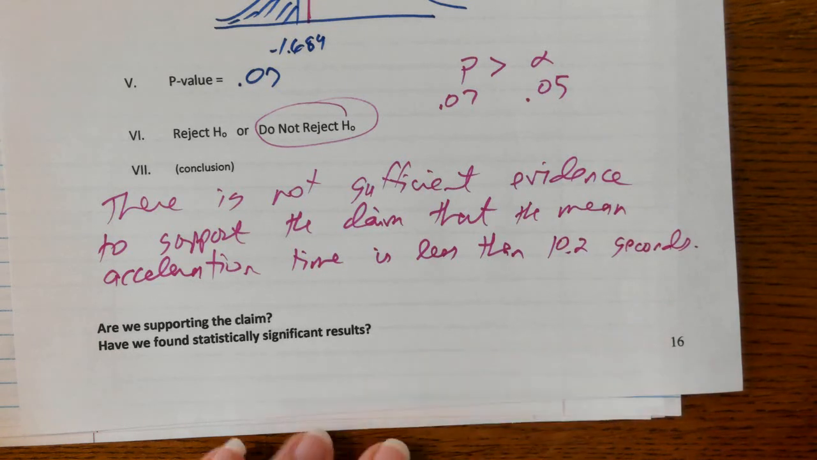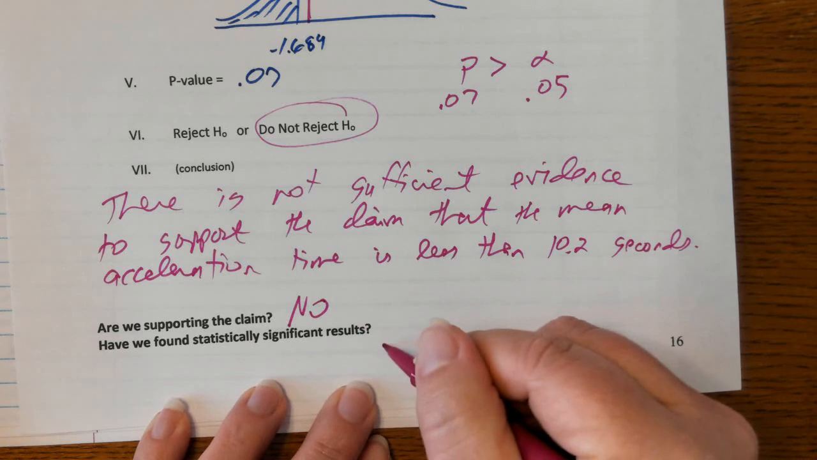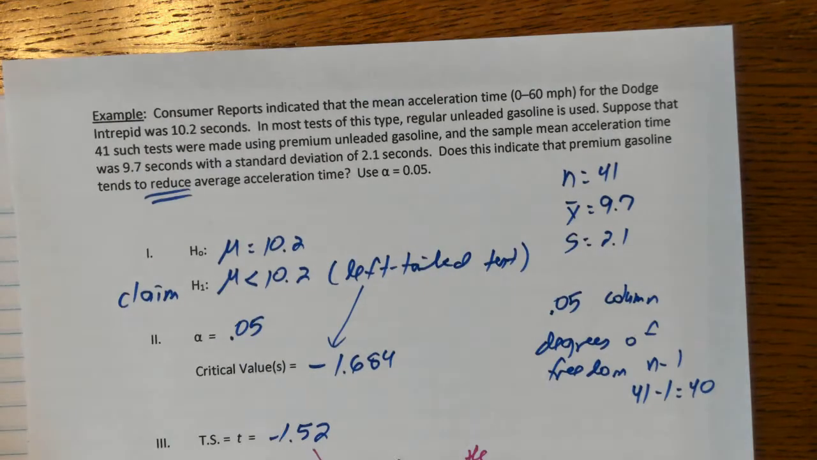Okay. Are we supporting the claim? No. We circled no, we're writing no. Have we found statistically significant results? No. Significant results only happen when you reject. Okay. Now think about what happened here.